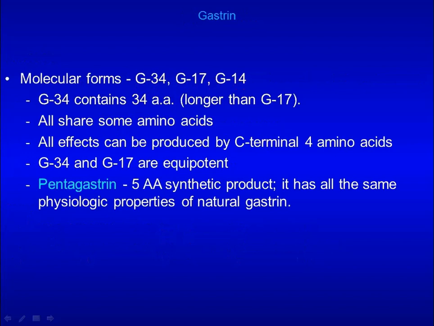Gastrin has several forms. G34 is longer than G17, which is longer than G14. All effects of gastrin can be produced by the C-terminal 4 amino acids. Pentagastrin is a synthetic product. It contains 5 amino acids from the C-terminus of gastrin. Pentagastrin has all the same physiologic properties of natural gastrin.